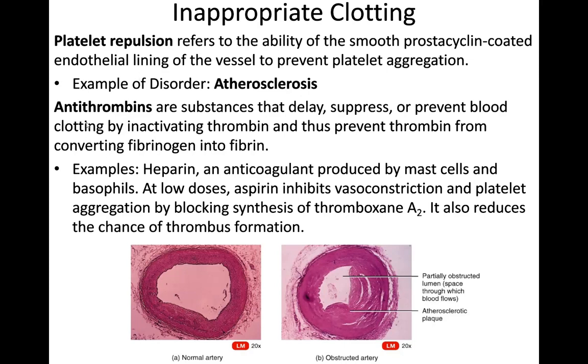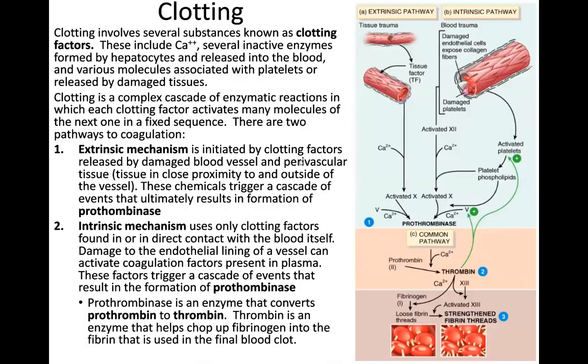Chemicals known as antithrombins are going to delay, suppress, or prevent blood clotting by inactivating thrombin and thus preventing thrombin from converting fibrinogen into fibrin. Okay, we call them antithrombins because they stop the action of thrombin. Thrombin, as we just learned, is essential to get to the final stage. And if you can't get to the final stage, you can't form a blood clot.